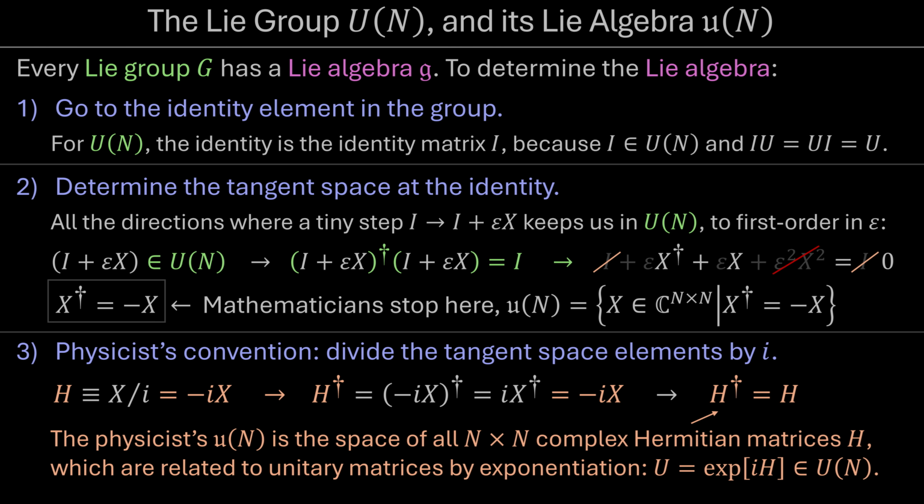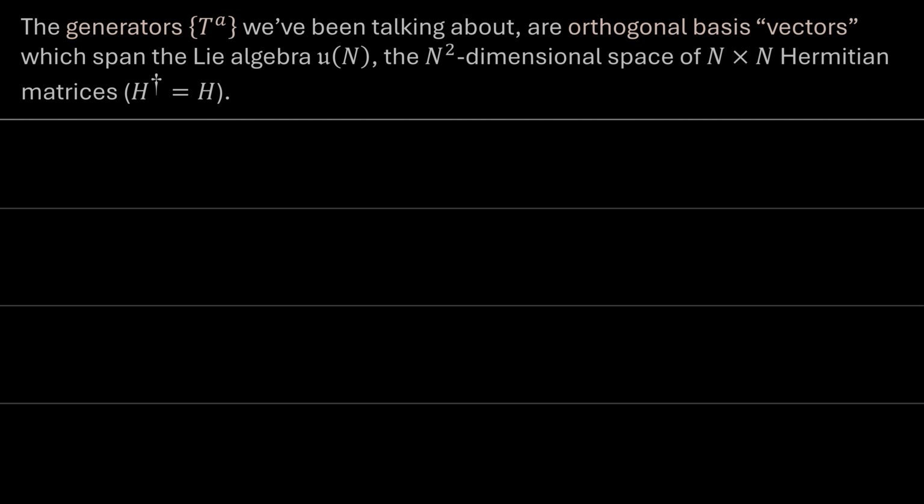Okay, so what have we learned here? The space of all anti-Hermitian matrices is the same as the space of all Hermitian matrices up to a factor of i. So if you multiply or divide by i, you can turn a Hermitian matrix into an anti-Hermitian matrix, and vice versa. And so in the physics convention, we would say that the Lie algebra of UN is comprised of all the Hermitian n by n complex matrices. And along with that definition, we would then say that if you take e to the iH, then you get some unitary matrix.